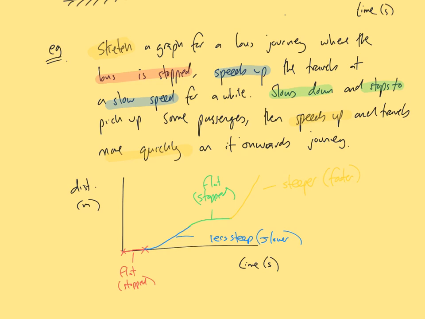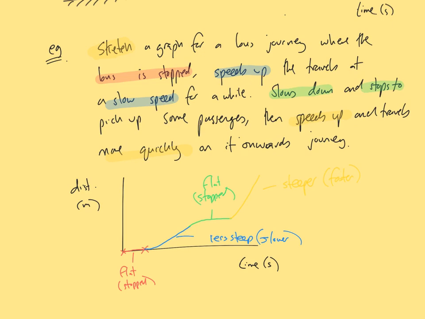And so what we have then is a sketch graph showing the stages of the journey. The bus is stopped, it speeds up, there's the curve, travels at a slow speed, slows down, there's the curve the other way, stops, there's the flat bit, then speeds up, there's the curve up again to get it faster, and then travels on at a faster speed, so a steeper slope than we had before.